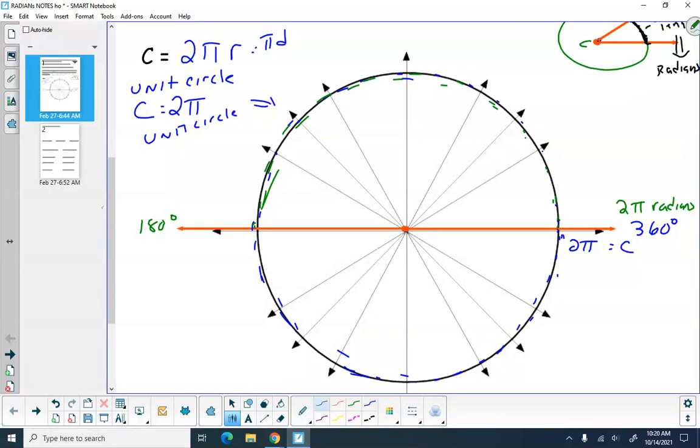If I go just 180 degrees, Kyrie, what part of the circle did we rotate there? If I rotated 360 degrees, I rotated the entire circle. If I rotate 180 degrees, I rotated what part of the circle? Half the circle. So if I have 2 pi radians, which is the whole circle, what would be half of that? What's half of 2 pi? If I have 2 pi's over here, and then I only have half of the 2 pi's over here, how many pi's do I have left? 1 pi. So this is 1 pi radian.